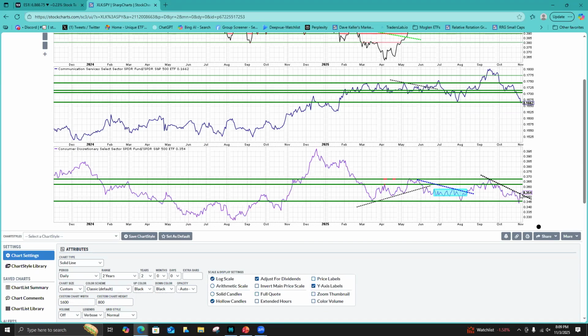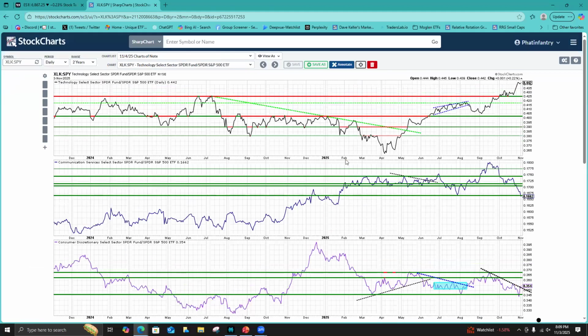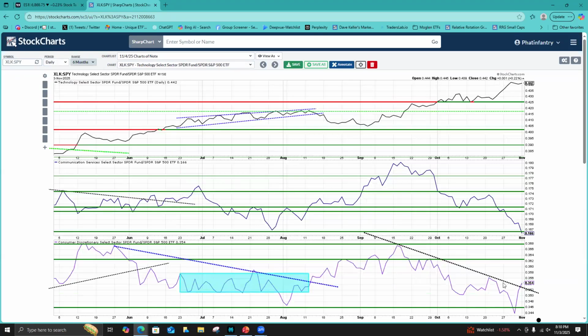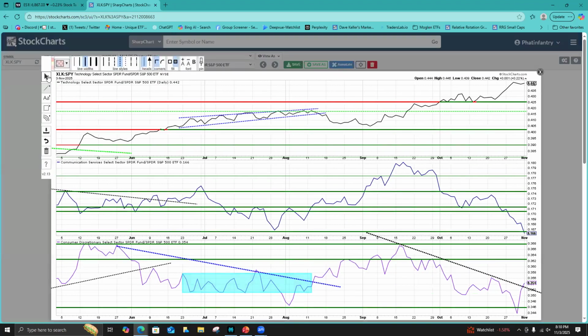Discretionary, basically XLY. So Tesla and Amazon actually kind of breaking out right there. Let's bring this one in a little bit. Let's go down to 6 months. So our trend line will be fixed a little bit here. Yeah, that's a clear break. You can see it right there. Let me fix that trend line just a little bit. Right there. And that's a clear break of it.